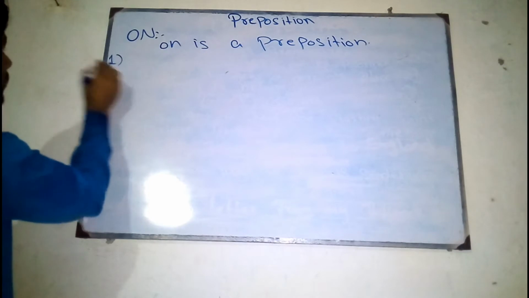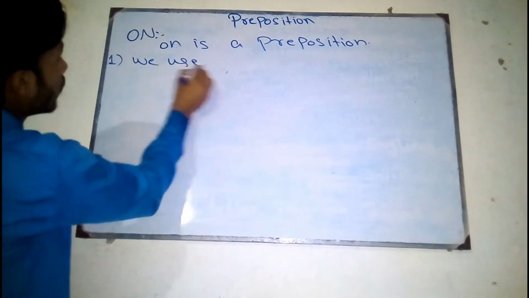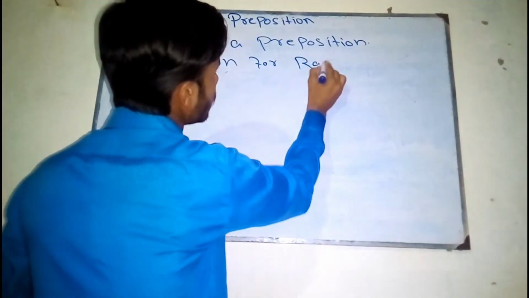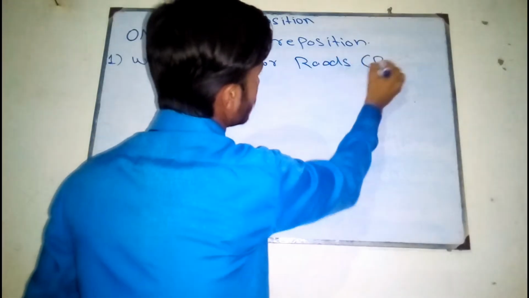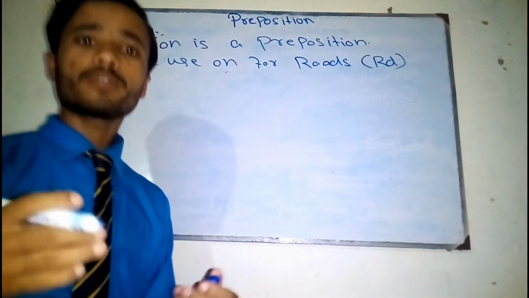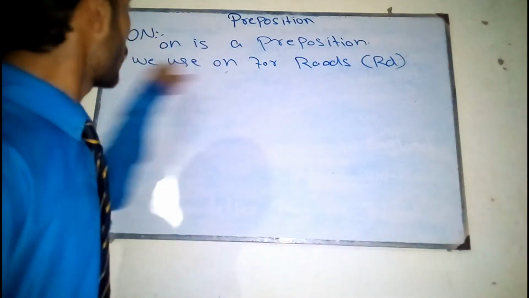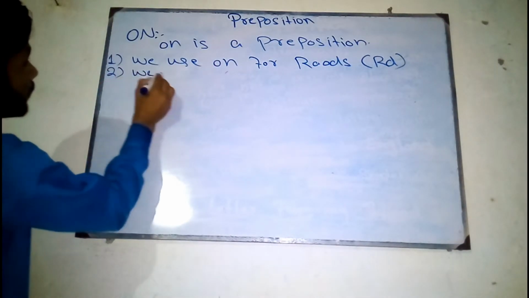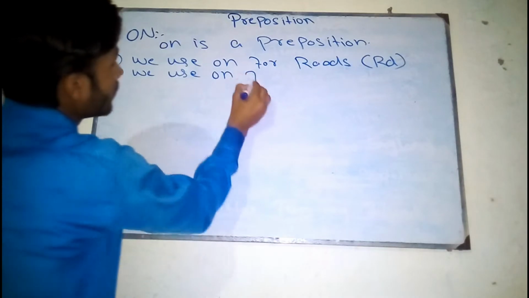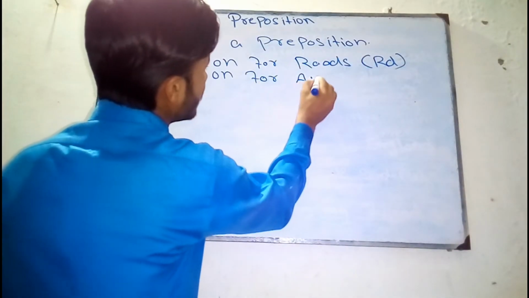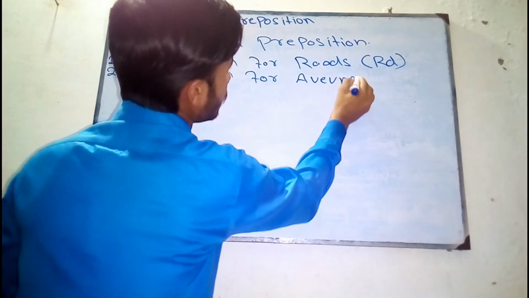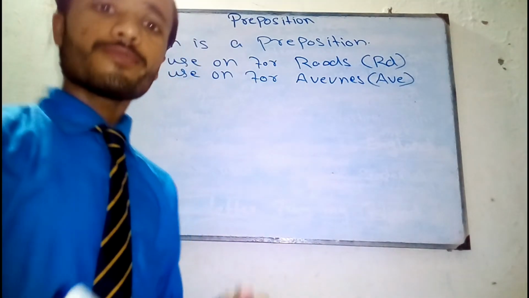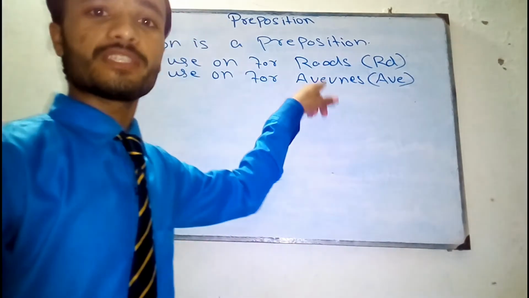Number 1, we use "on" for roads. Whenever we want to talk about roads, then we use "on". Is it clear? See the second step. We use "on" for avenues. Whenever we want to talk about avenues, then we use "on".